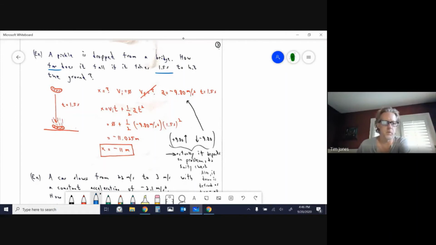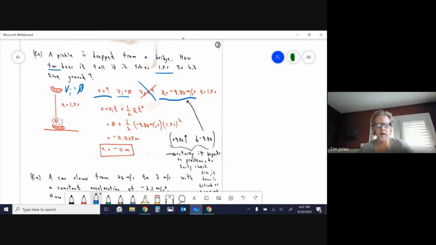So this time I drew my picture. I didn't really know anything about velocities, except I do know that VI at the beginning is 0, so I could have put that in my drawing. And we're looking for x. So x is a question mark, initial velocity is 0. We don't know the final velocity, we don't care, so that's why I just crossed it out. Now acceleration is due to gravity, which is 9.80 meters per second squared.